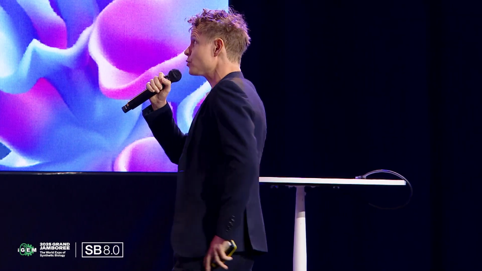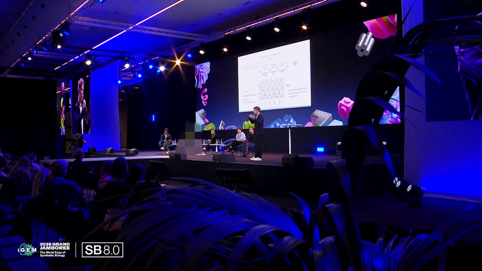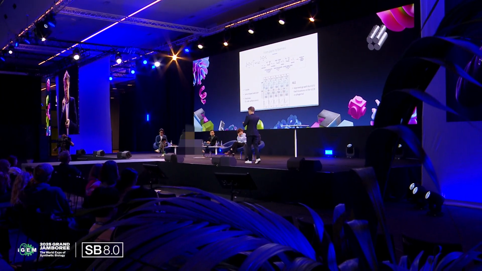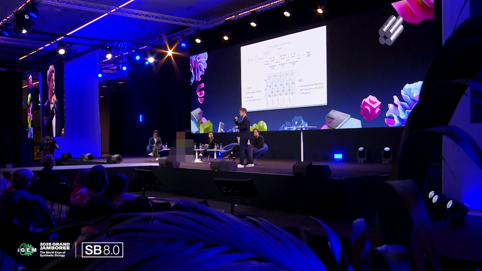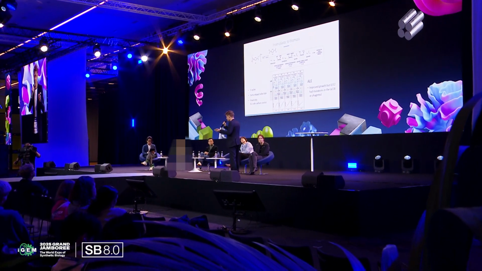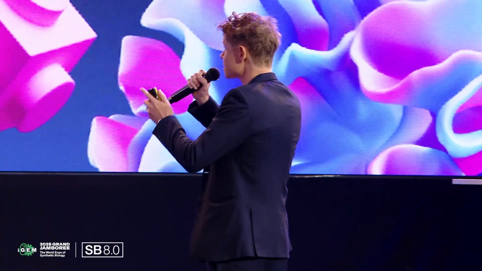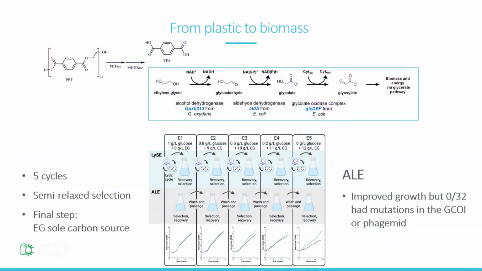So we set out to use this for something. You have to do that, right? We set out to use it, and we found a pathway where you can transform the plastic polymer PET. You can degrade it down with PETase and METase into TPA and ethylene glycol. And ethylene glycol can then be coupled to the metabolism of the cell and be turned into energy and biomass. It's actually a very simple process. It's dependent on 5 enzymes, as you see up here. So we took these 5 enzymes, put them together on a phagemid, and started evolving them.